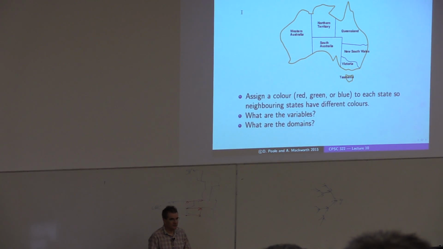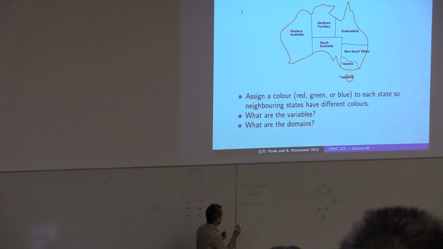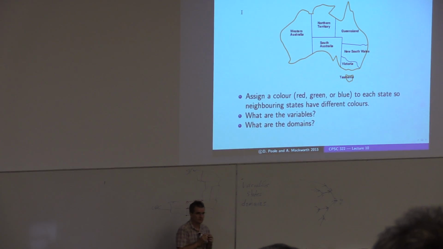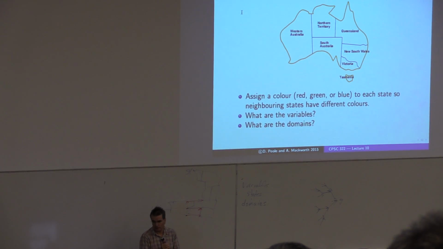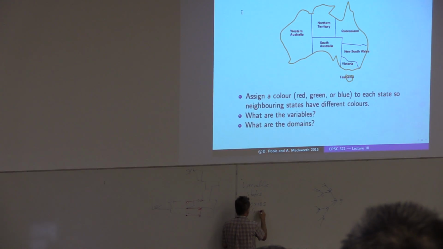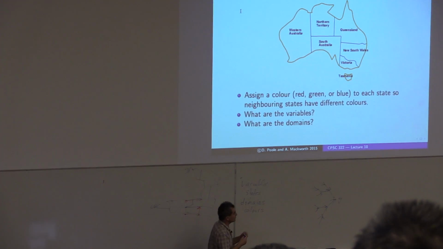So what are the variables? Yeah, right, so the variables are the states. Here are the states. And what are the values? What are the domains? The domain is a set of values. What's the domain for each variable? Yeah, the domain is the color. Okay, so here it's just red, green, or blue.